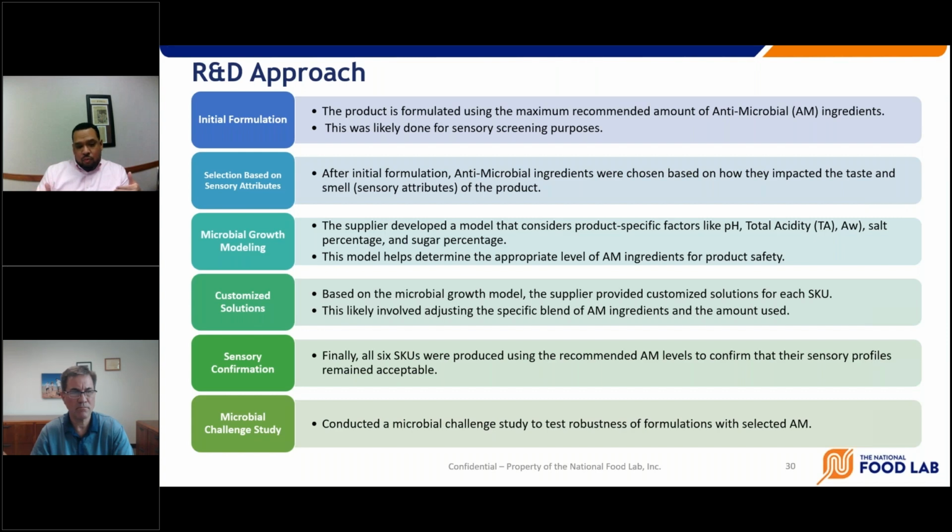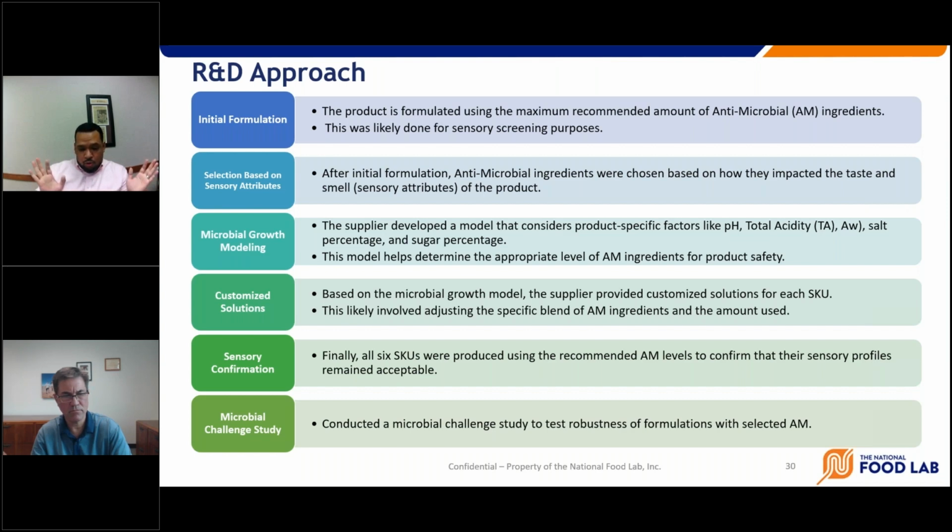After that, we had the advantage that one of the ingredient suppliers had a microbial growth model. We took the information from the formulation and the sensory levels we determined for the antimicrobials and fed it into the model, so they could create customized blends and customized levels of the antimicrobials that perform better in the different SKUs. Then we did a small sensory confirmation. We remade the samples with the recommended levels, and after that, we sent samples for a microbial challenge study to determine the robustness of the formulas.